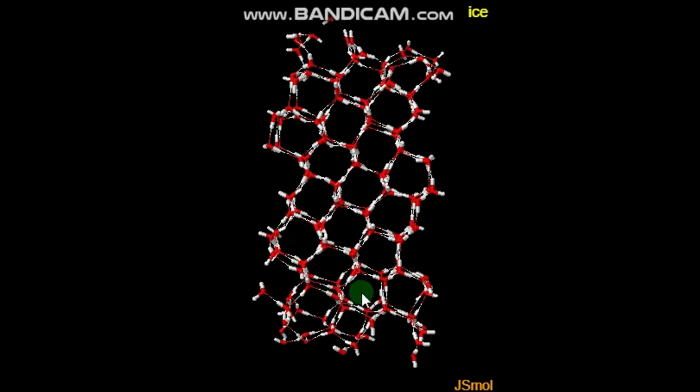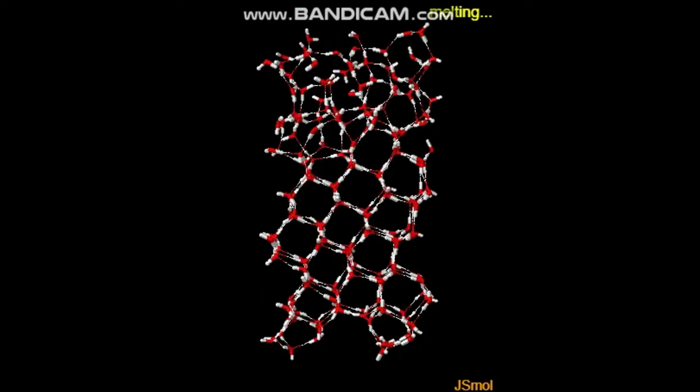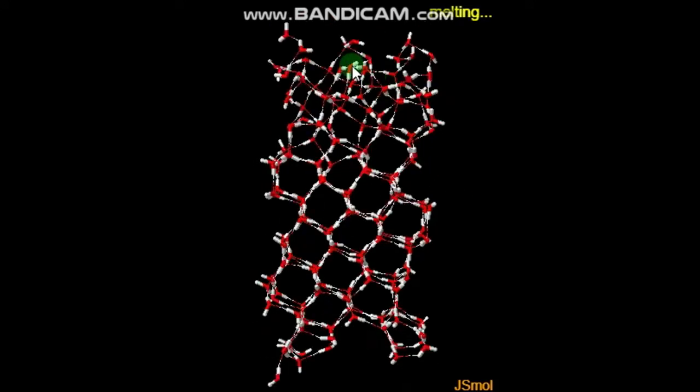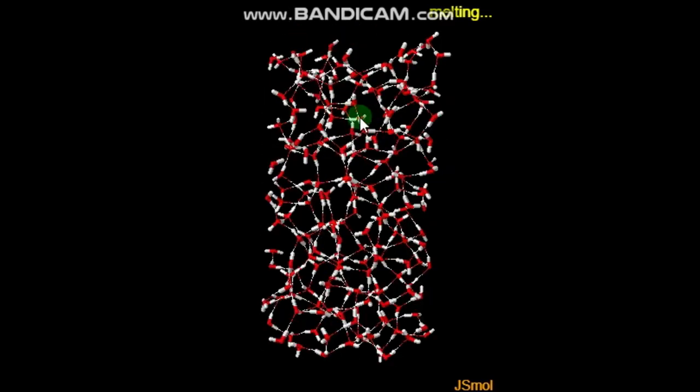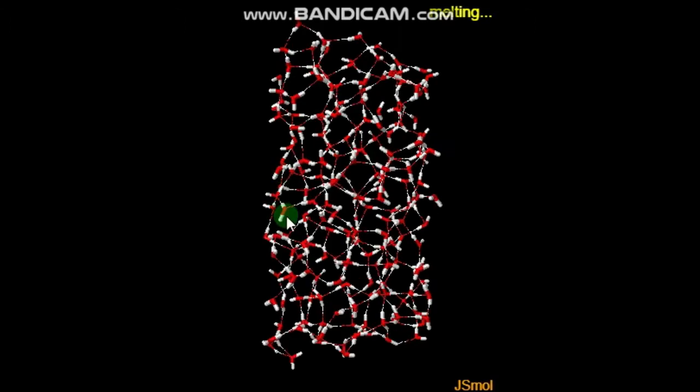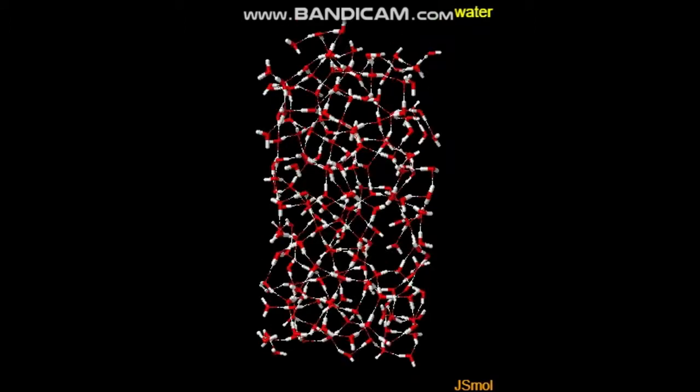So here's a fragment of ice again with the hexagonal structure, and we'll just look at what happens when we put some energy in and start it to melt. You can see lots of vibration within the structure, but at the edges you can see the hexagons are breaking down, and eventually the whole ice structure is broken down.